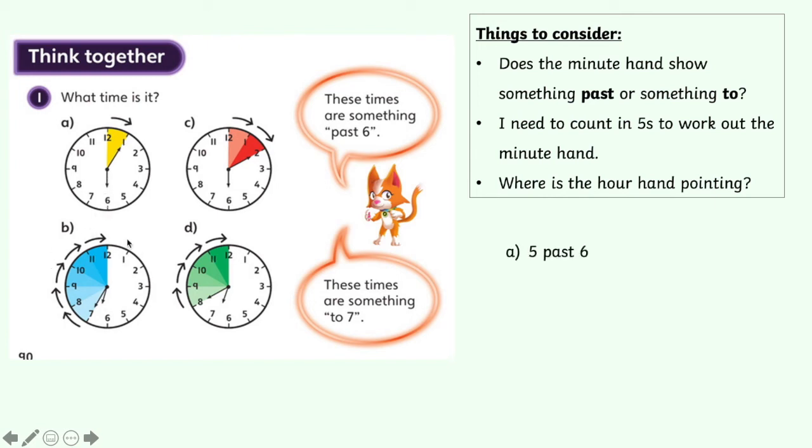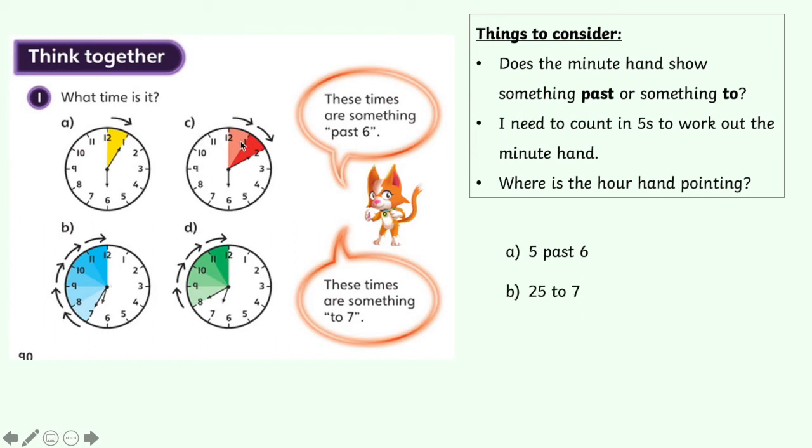Let's have a look at this one here. Well, I've gone past half past, so I'm on my way to 7 o'clock. Let's see how many minutes I would need to get to 7 o'clock. 5, 10, 15, 20, 25. So the time is 25 to 7.